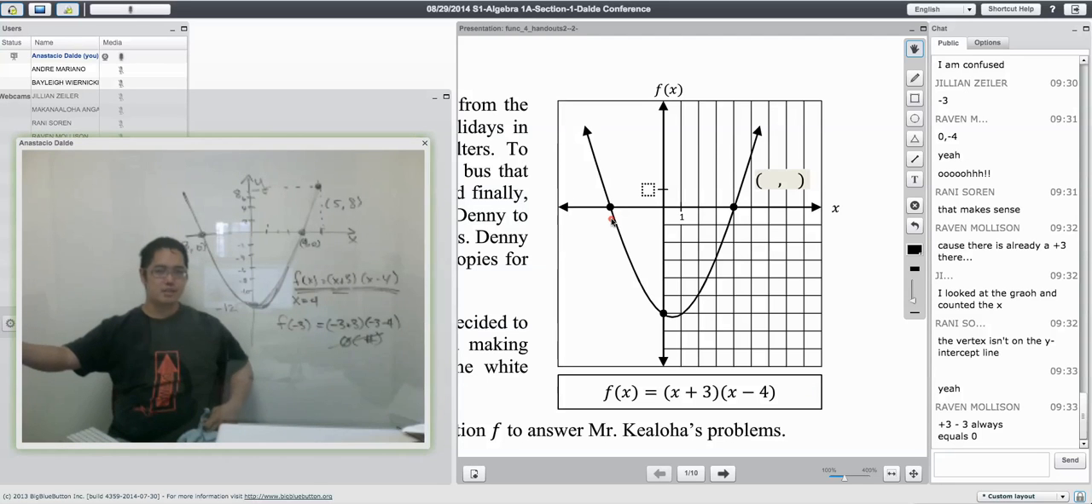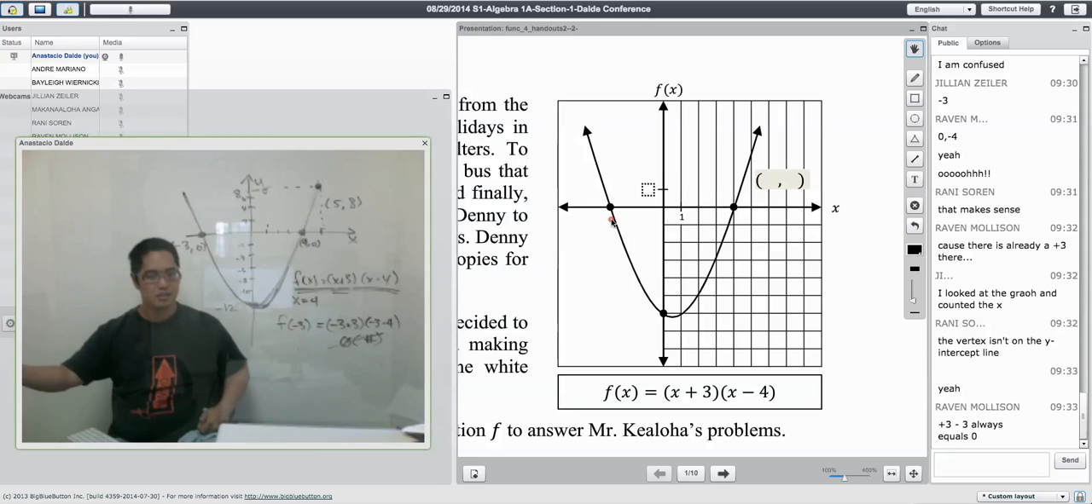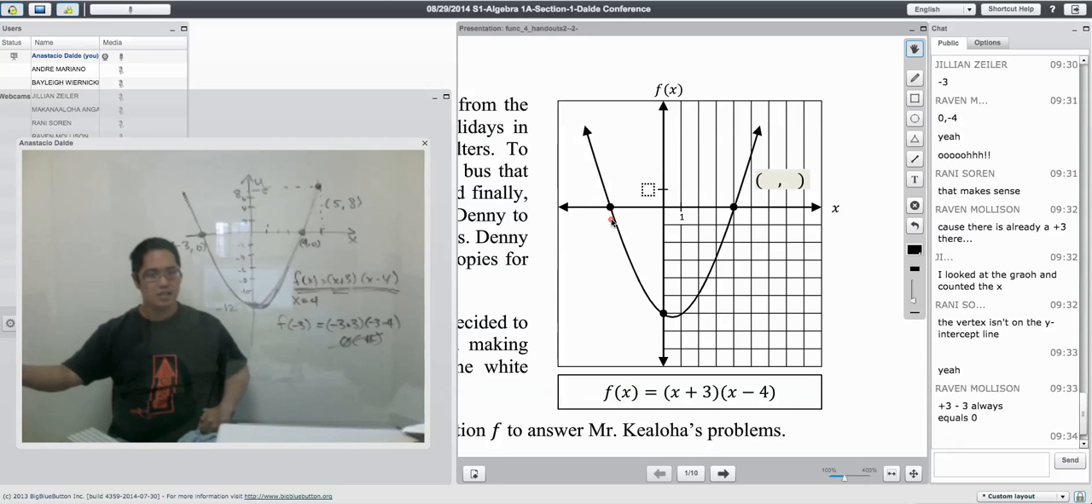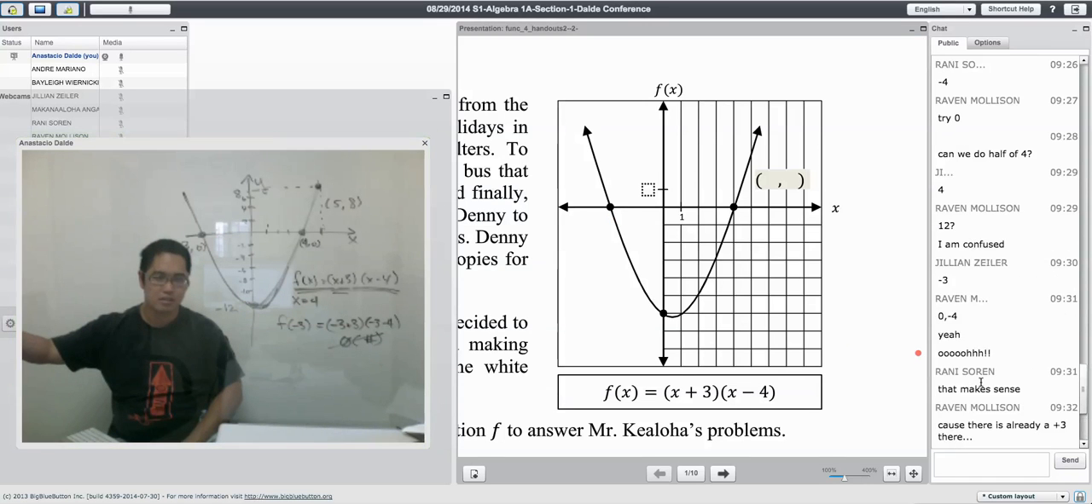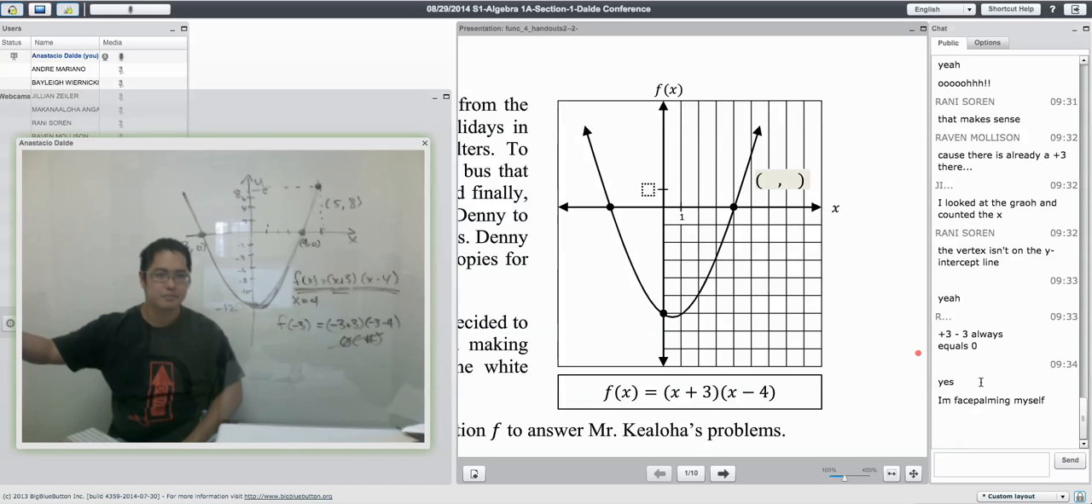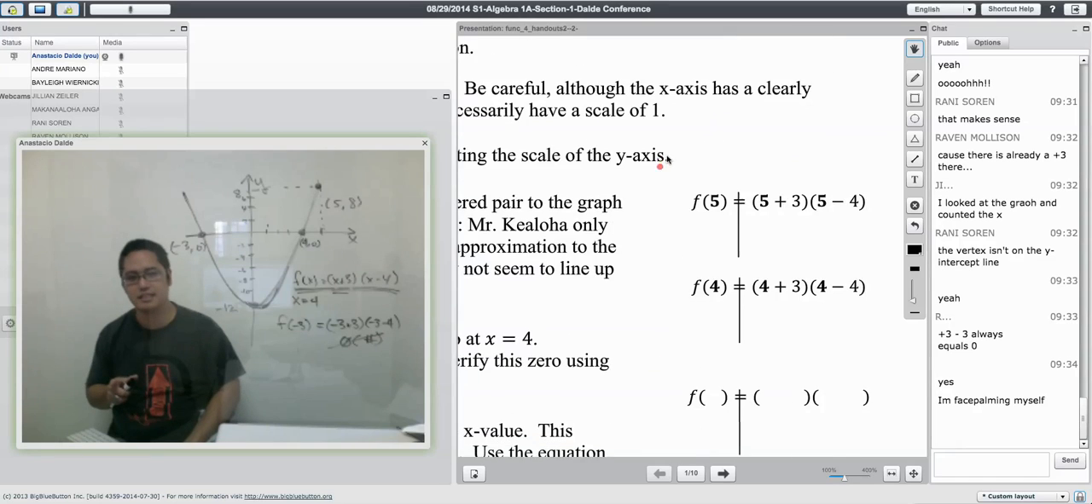So that's Raven's... Am I correct, Raven? Is that your thought process? Is that what you're thinking? I just want to show you because I think it's cool. I think it's cool that you can take an equation and then immediately tell me what the x-intercepts are.